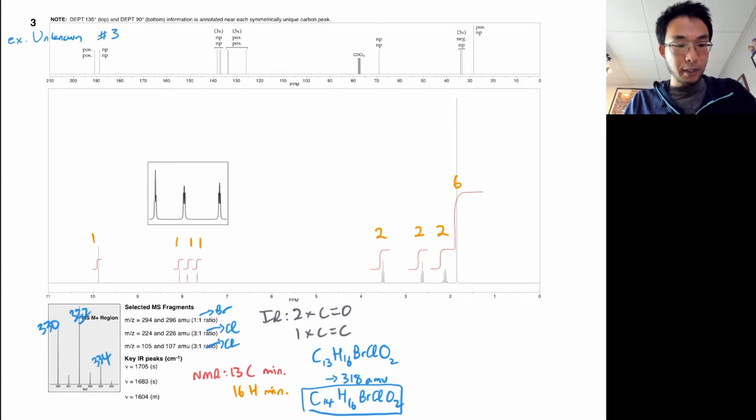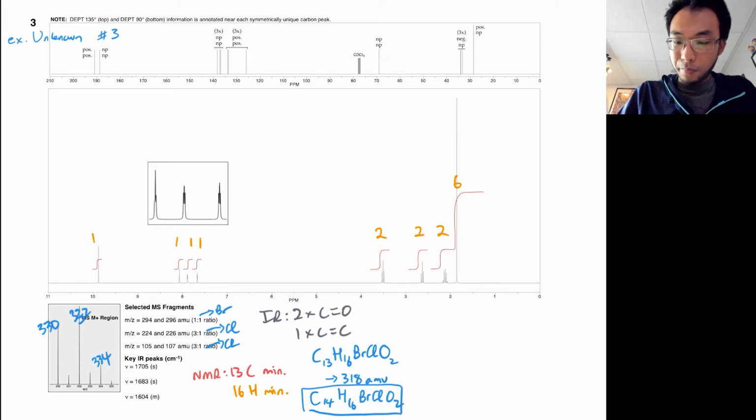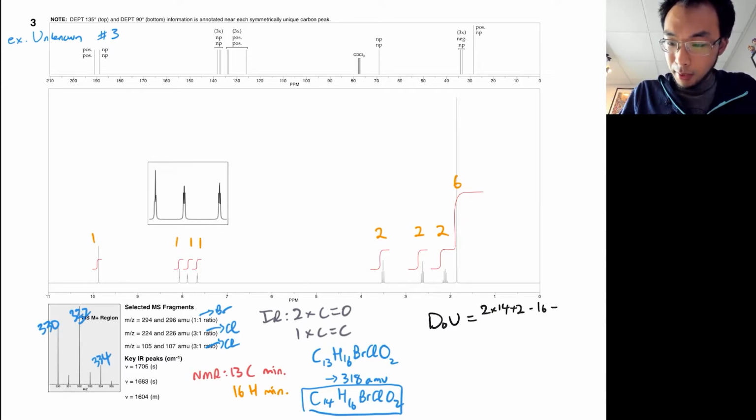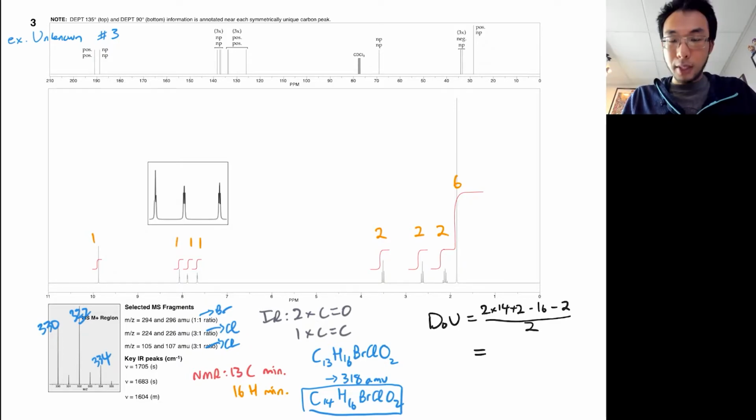Given this nice formula, let's get to our DOUs. 2 times 14 plus 2 minus 16 minus 2 for the bromine and chlorine, divided by 2. That's equal to 6. So from here now we have enough information to try to deduce a little bit more. Let's go see what other type of functional group information that we might have missed out on.